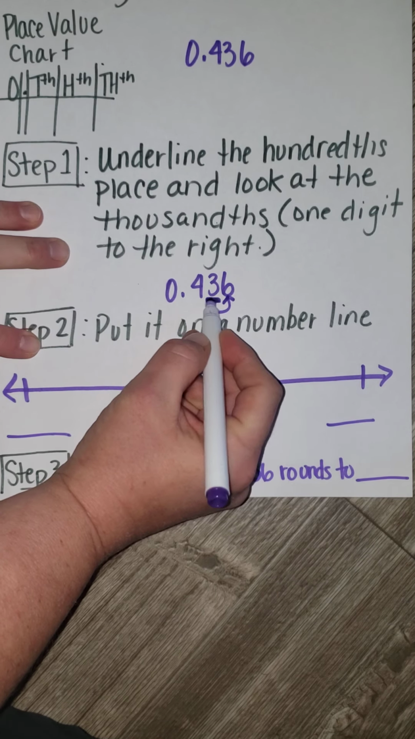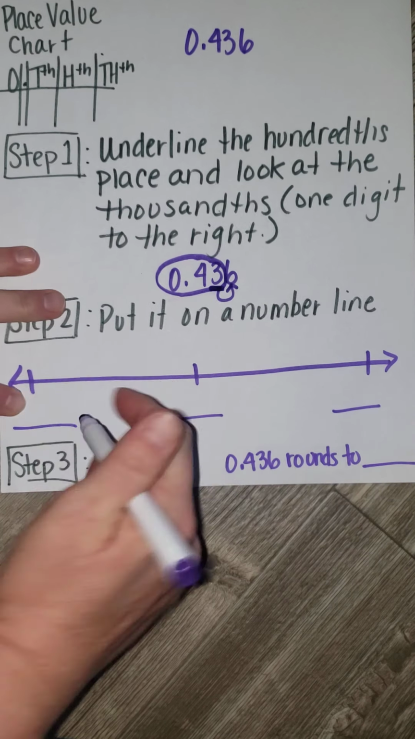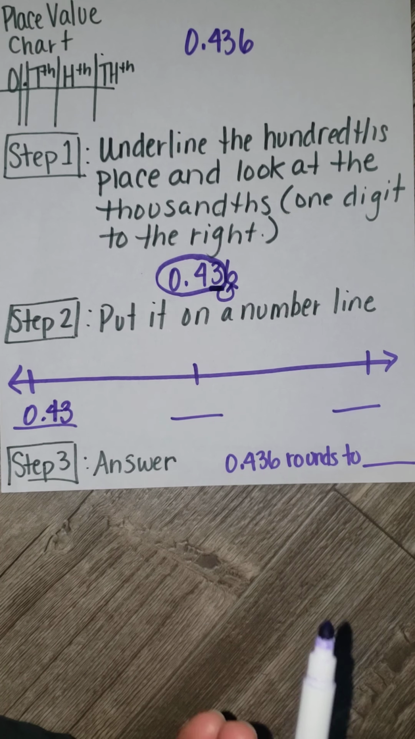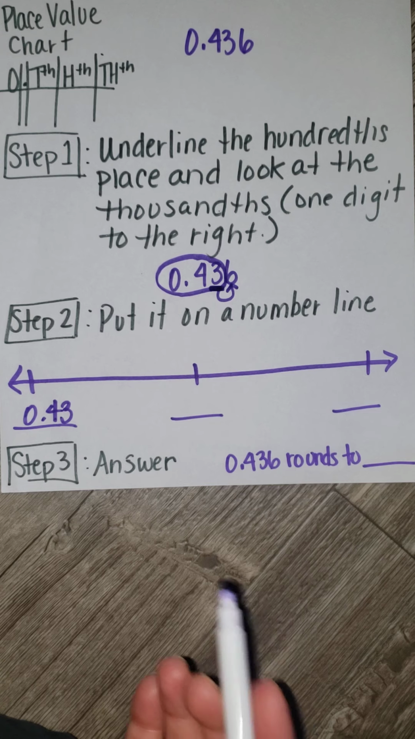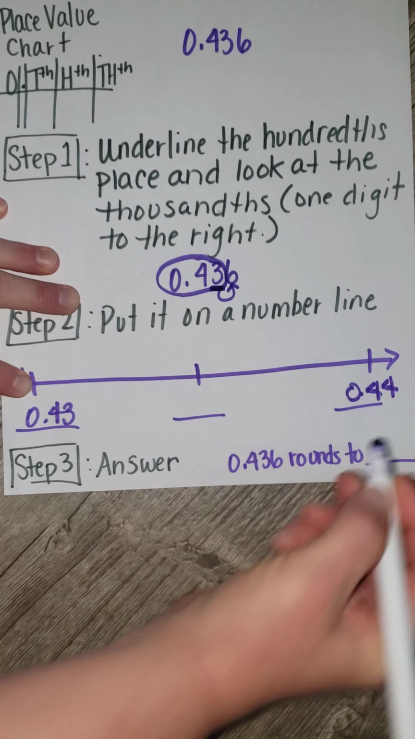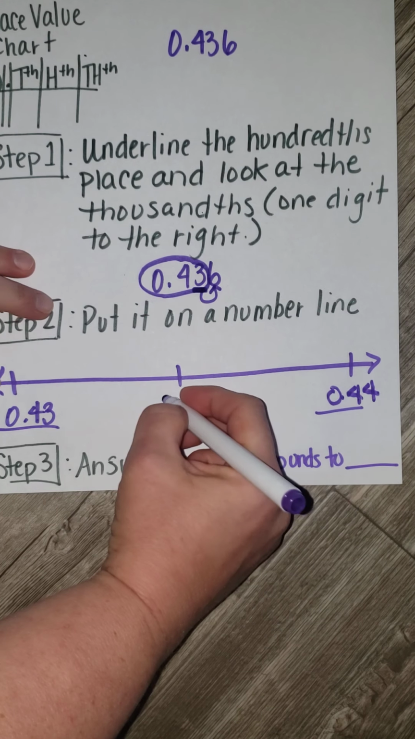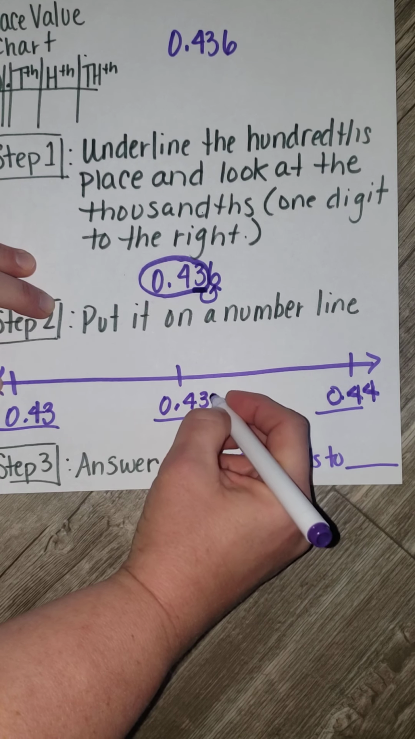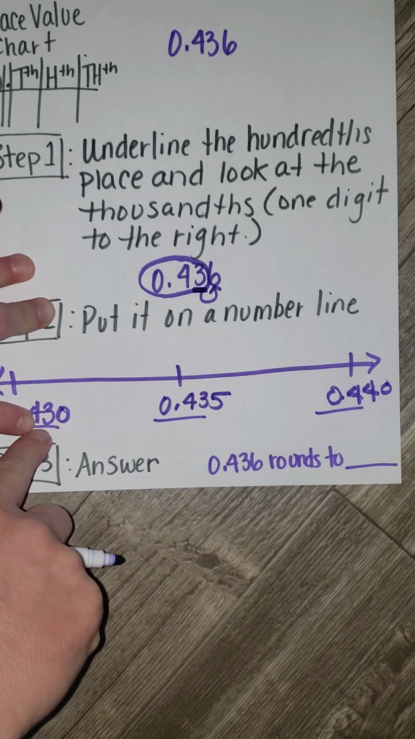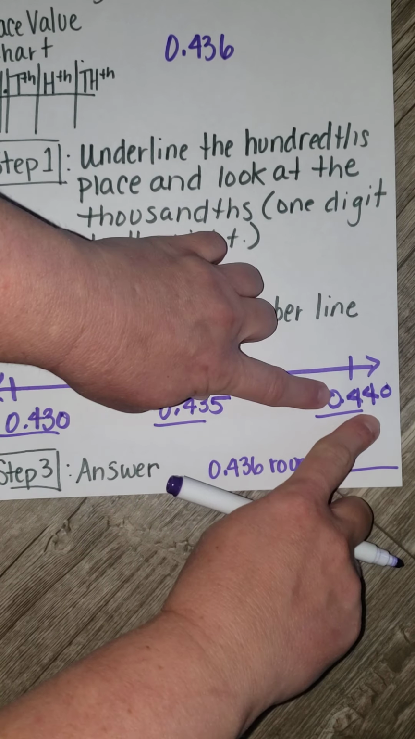Again, we take the digit we underline and anything in front of it, and that number goes right here. So again, we have 43 hundredths. If I'm counting by hundredths, it would be 40 hundredths, 41 hundredths, 42 hundredths, 43 hundredths, 44 hundredths. And in between that is going to be 435 thousandths. So again, you can put those zeros on the end so it makes sense. So 430, 435 thousandths, 440 thousandths.